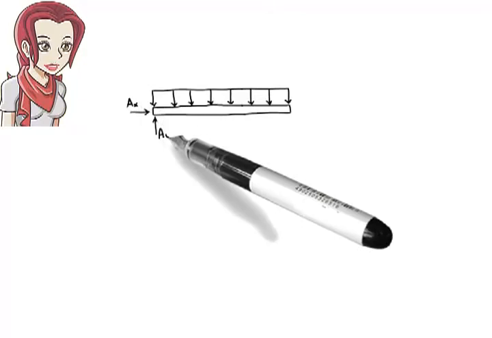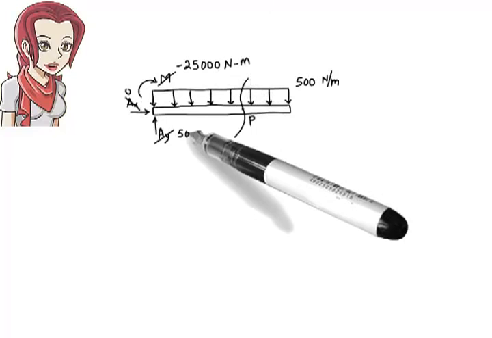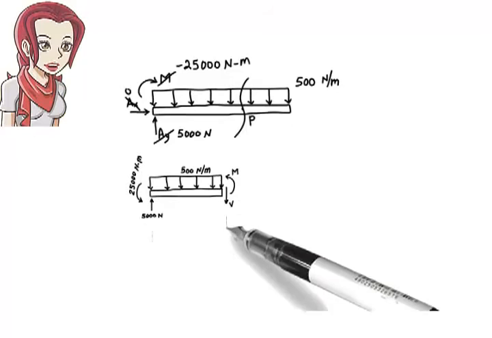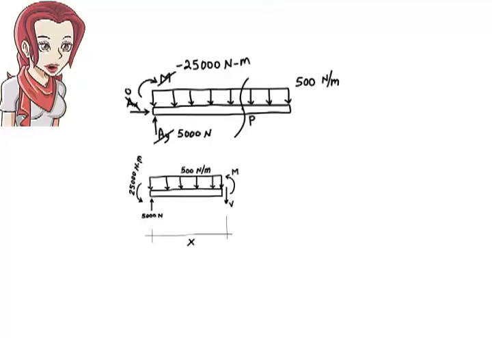Now, let's cut the beam at an arbitrary point, say point P. Draw the free body diagram of the left segment of the beam. Since we do not know the length of the segment, I'm going to label it as x. That is, the distance from the left end of the beam to the point is x. Now, write the equilibrium equations in terms of x.